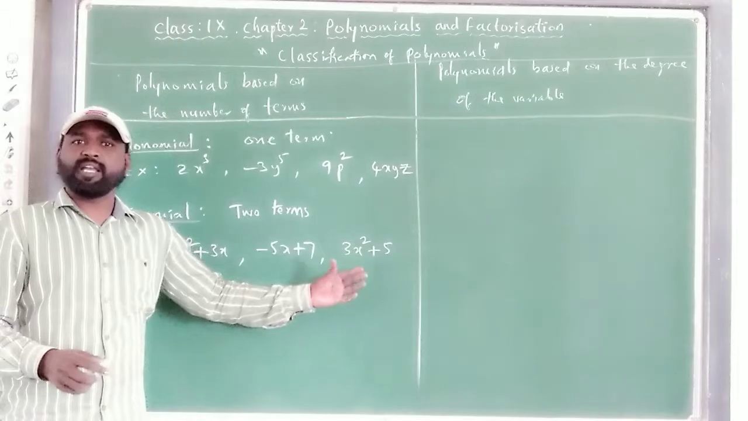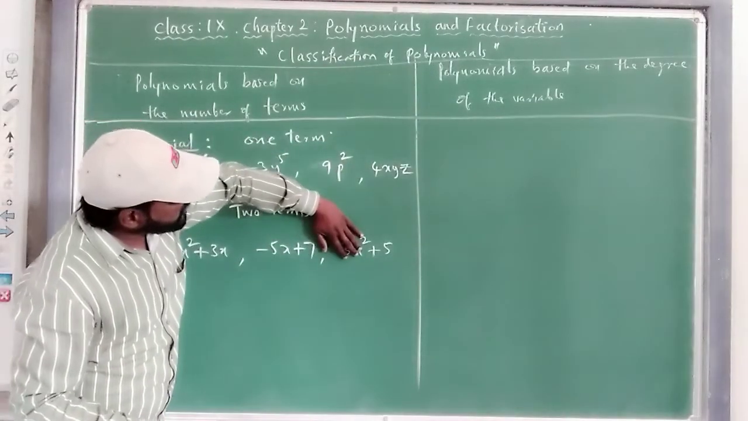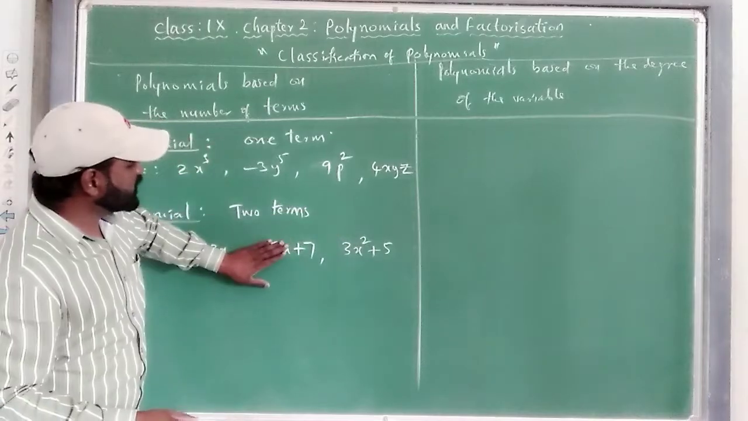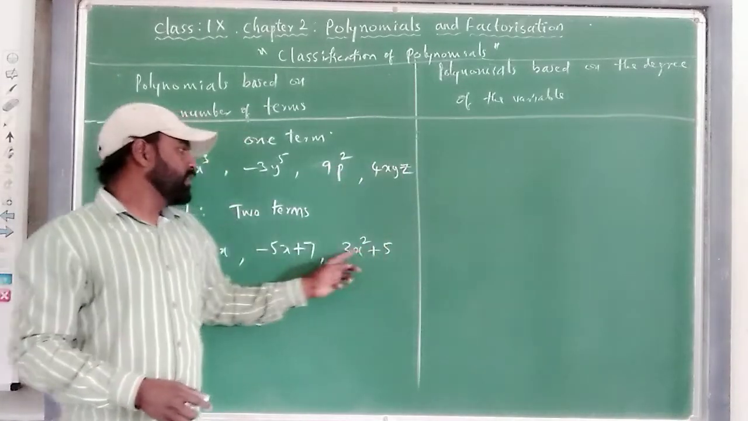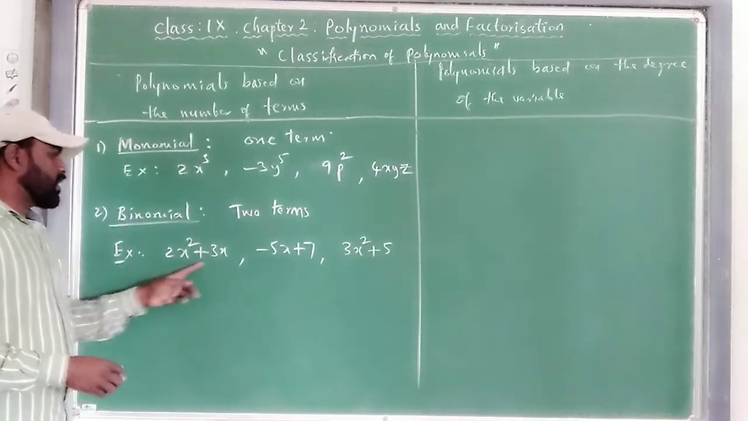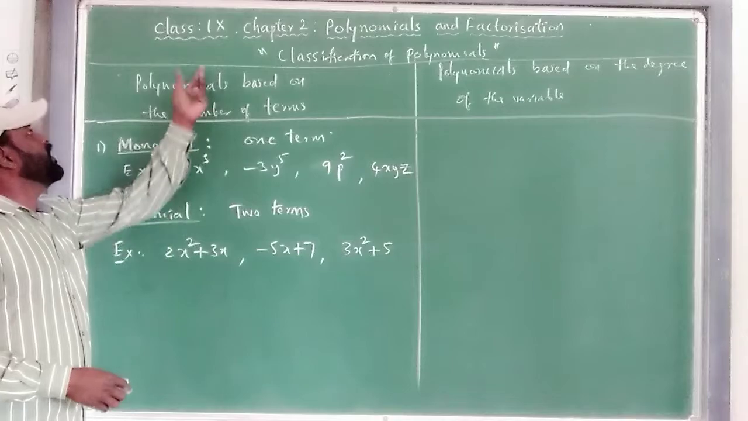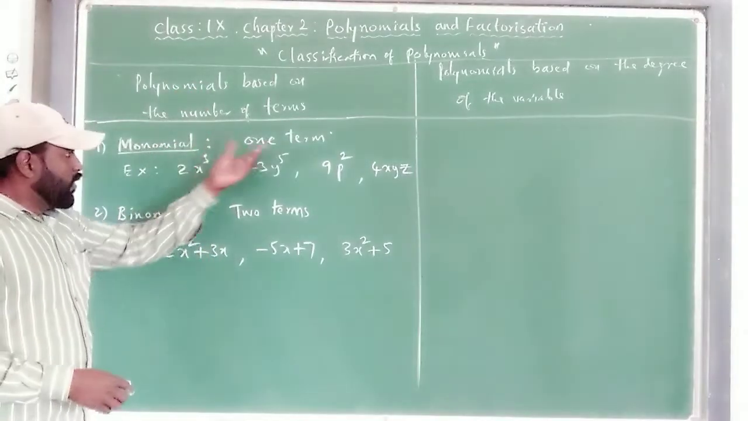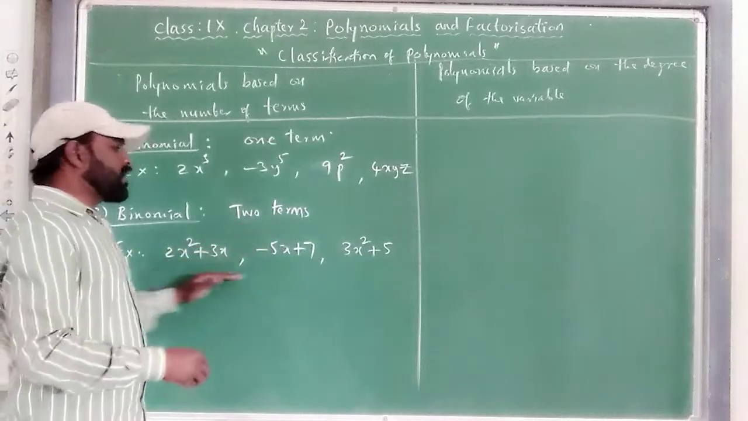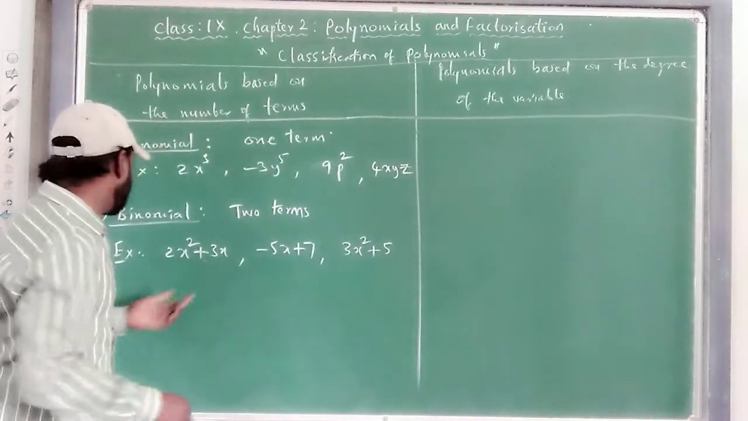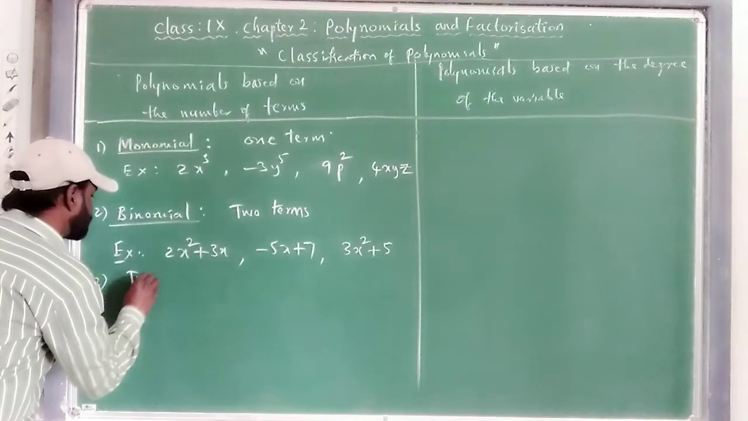Maybe the number of variables is more, but how can you define the terms? This is one term, this is one term, this is one term, this is one term. This total is only a single term. These are two terms. Algebraic expressions are classified as polynomials by their number of terms. Only one term is called monomial. Two terms is called binomial. If three terms, it is called trinomial.